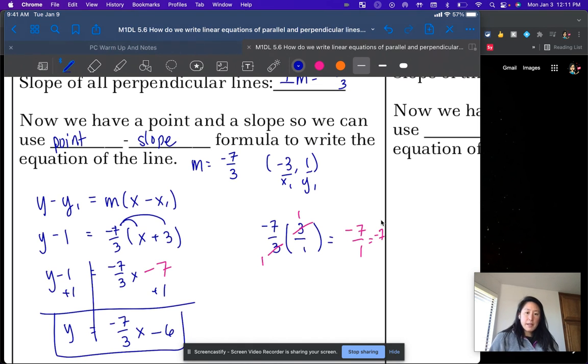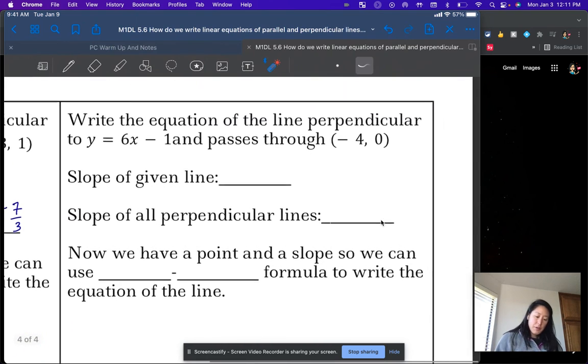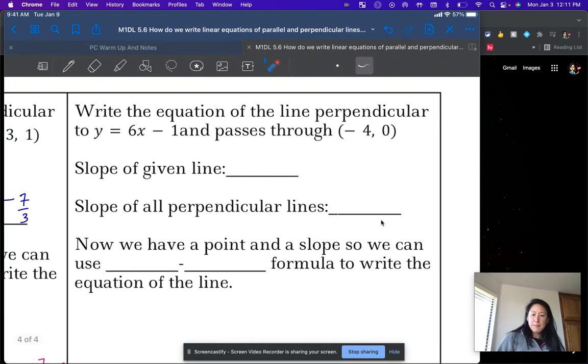Okay, double checking with myself really quick. I'm like, oh, the slope of the new line here is -7/3. The slope of the original line is 3/7. Oh, those are opposite reciprocals. So I know that I have the slope of my perpendicular lines correct. All right, last one for you to try on your own, and then we'll go over it. So we're writing the equation of the line perpendicular to y is equal to 6x minus 1 and passes through the point -4, 0.